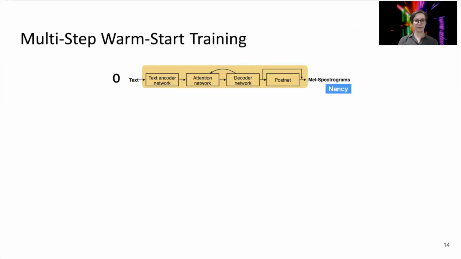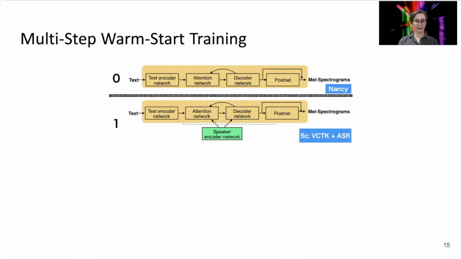Since our system has many parts, we conduct training in multiple steps. Each step is warm started from the previous step. First, we train a single speaker Tacotron model on the Nancy dataset from Blizzard 2011. Next, we use that single speaker model to warm start a multi-speaker Tacotron using the combined VCTK and ASR datasets, with speaker embeddings obtained from our speaker encoder network.